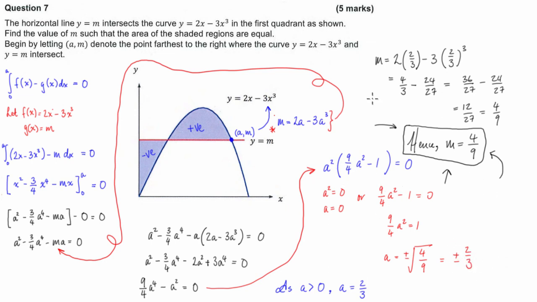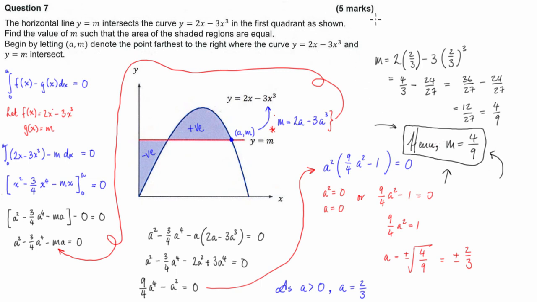From a, I can plug it back into this function that I found, which is m in terms of a, make sure I still don't screw anything up with my fractions, and I get this, hence m is equal to 4 over 9. So the examiner in his comments said that this was one of the most poorly done questions that he's seen in a long time.